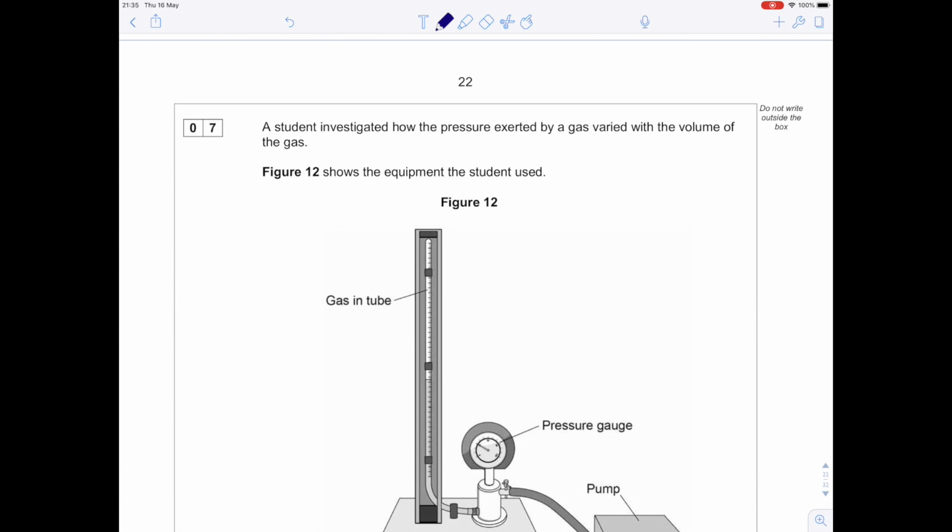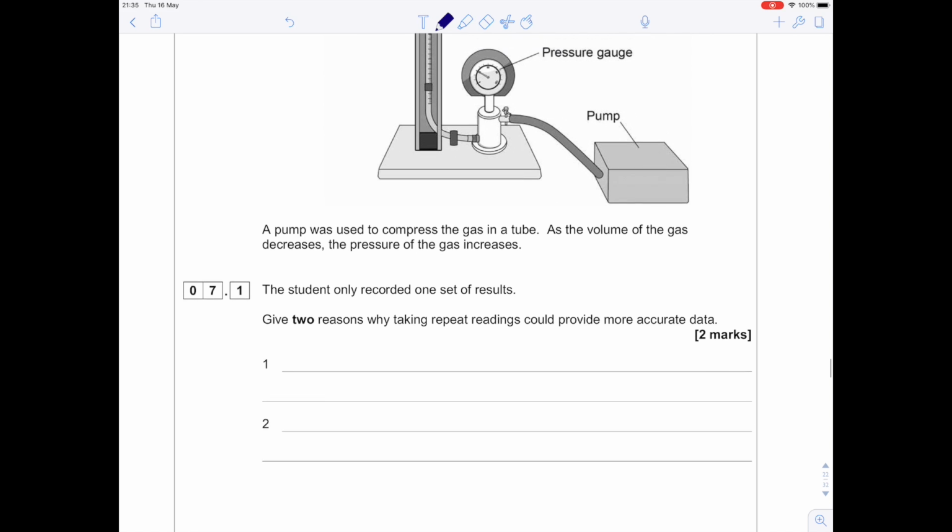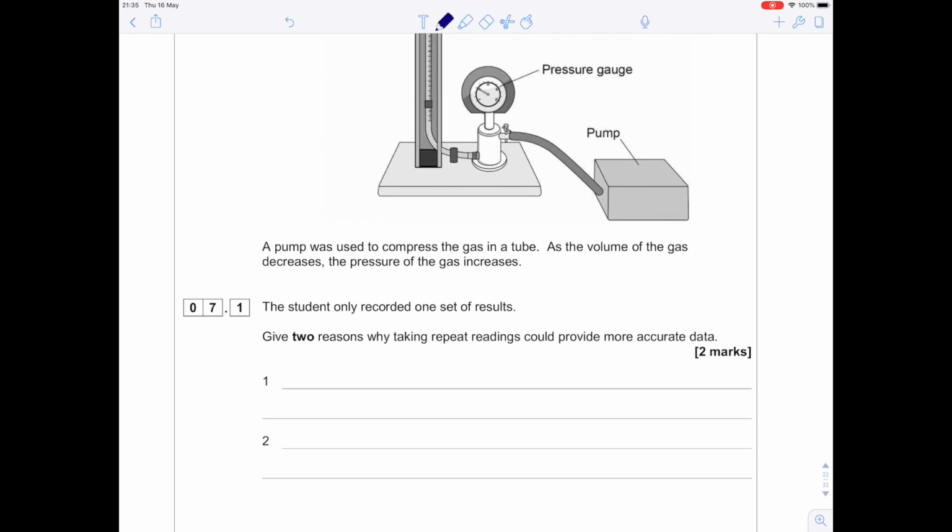Seven, a student investigated how the pressure exerted by a gas varies with the volume of the gas. Figure 12 shows the equipment the student used. A pump was used to compress the gas in a tube. As the volume of the gas decreases, the pressure of the gas increases. The student only recorded 1 set of results. Give 2 reasons why taking repeat readings could provide accurate data.